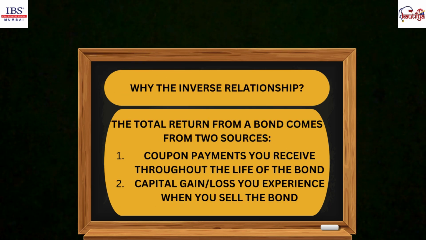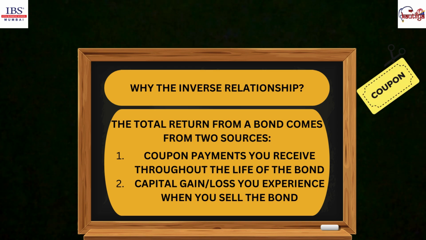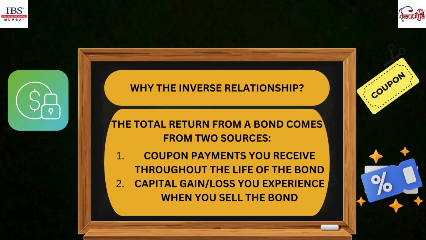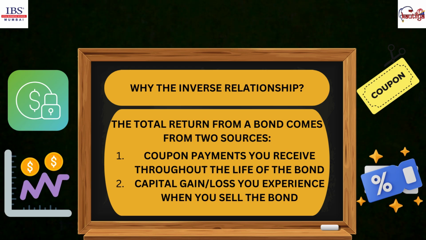Why the inverse relationship? The total return from a bond comes from two sources: the coupon payments you receive throughout the life of the bond, and the capital gain or loss you experience when you sell the bond, depending on the price you paid compared to the face value. The coupon rate is fixed for a particular bond, so the only way the total return can change is if the price of the bond fluctuates.